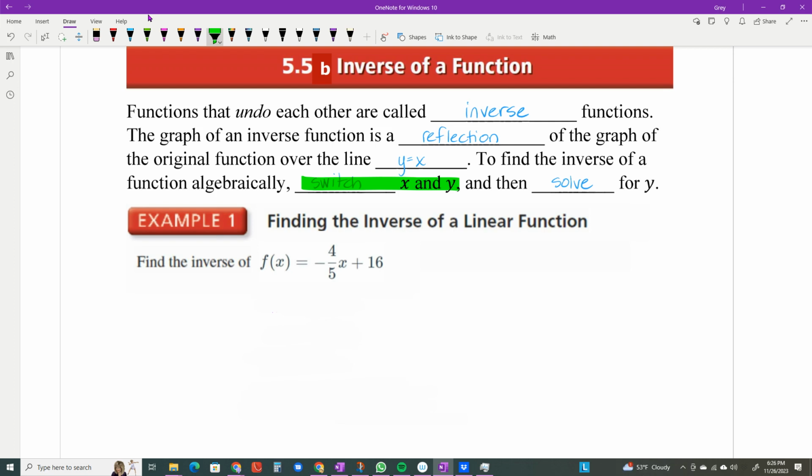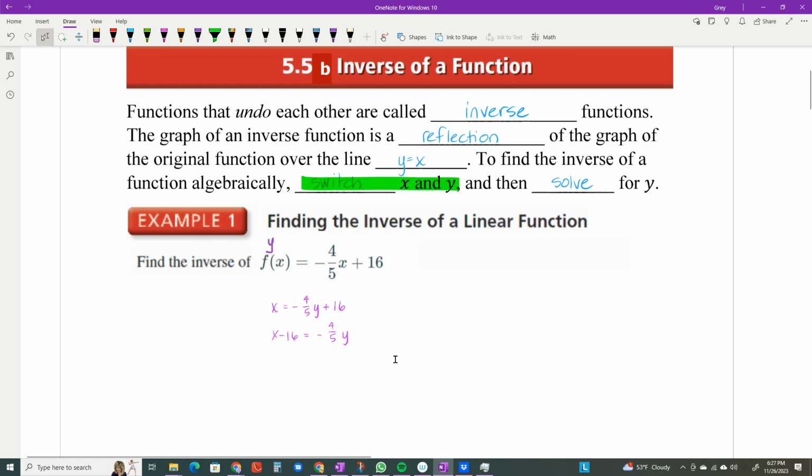So the first example we have, find the inverse of f of x equals negative 4/5 x plus 16. So remember, f of x is the same thing as y. So when I switch these things, I'm going to get x equals negative 4/5 y plus 16. And I'm going to solve it for y. So I'm going to subtract 16. And then I'm going to multiply by the reciprocal of this coefficient. Y'all say divide by negative 4/5.